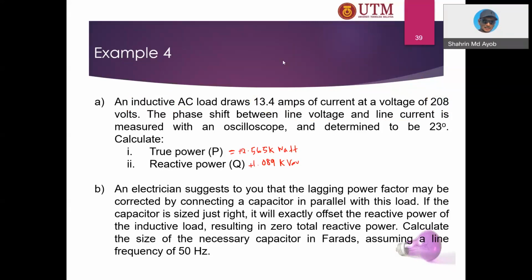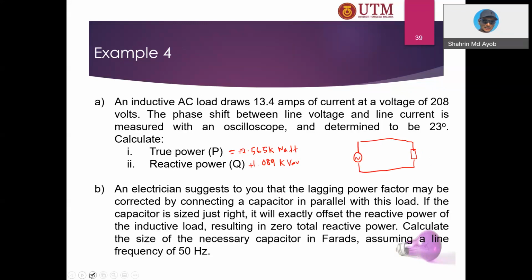Okay, so let's continue with example 4B. An electrician suggests to you that the lagging power factor can be corrected by connecting a capacitor in parallel with this load. So your load is actually an inductive load. So the electrician suggests that you connect the capacitor in parallel. So meaning that, for example, this is your grid, TNB. So this is your original load, which is an inductive load.